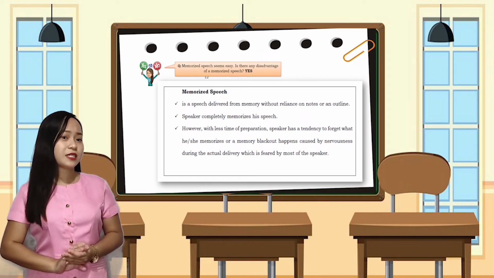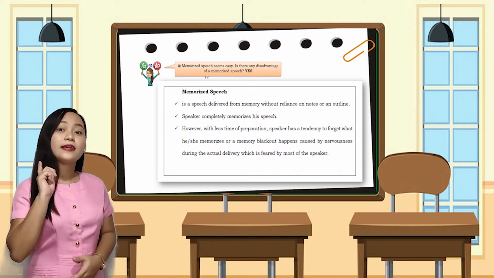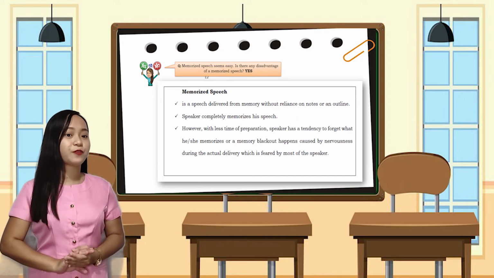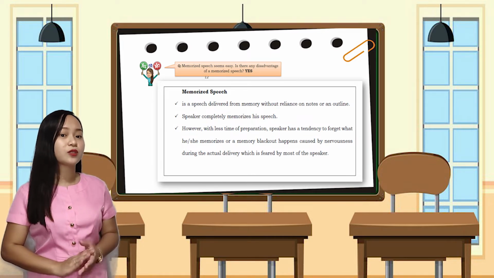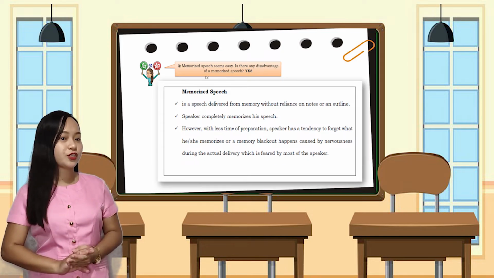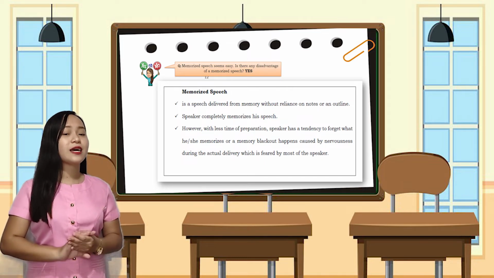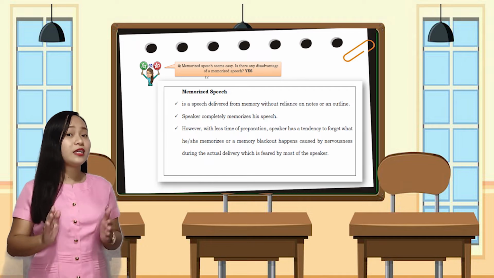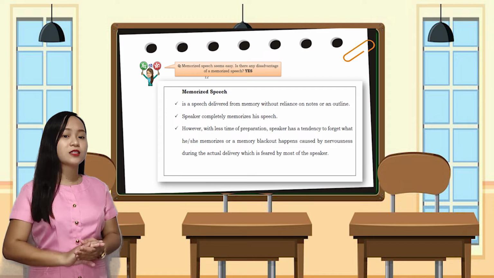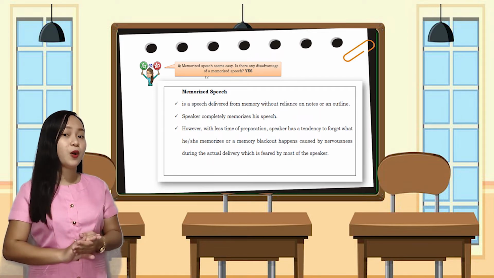Memorized speech seems easy. Is there any disadvantage of a memorized speech? Yes. Memorized speech is a speech delivered from memory without reliance on notes or an outline. The speaker completely memorizes his speech. However, with less time of preparation, the speaker has a tendency to forget what he or she memorized, or a memory blackout happens, caused by nervousness during the actual delivery, which is feared by most speakers.